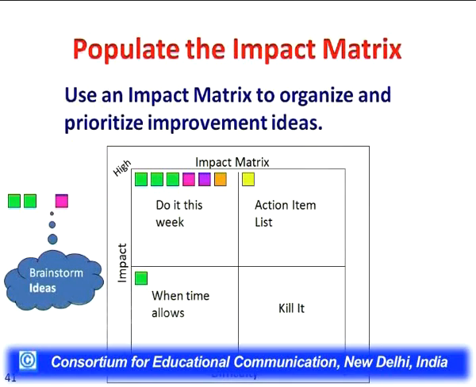Now, populate the impact matrix. Now, I am going to show you the impact matrix. Difficulty on the x-axis, impact on the y-axis, with low difficulty, high difficulty, low impact, high impact. Consider the quadrant where difficulty is low and impact is low: when time allows. Difficulty is high, impact is low: kill it. Difficulty is high and impact is also high: action item and list it. When the difficulty is low and impact is high: do it this week. These kinds of jobs should be done immediately.